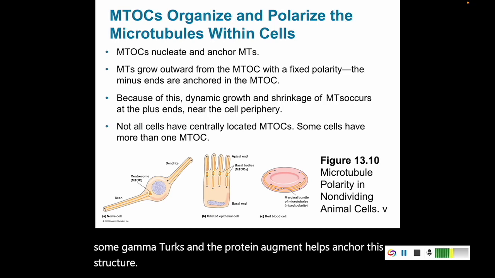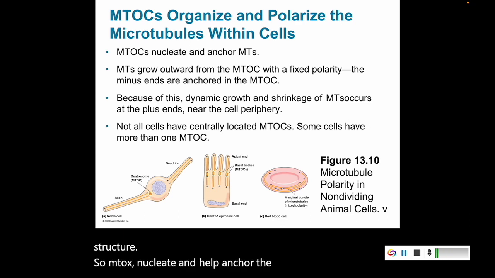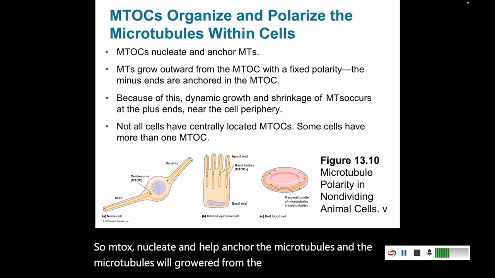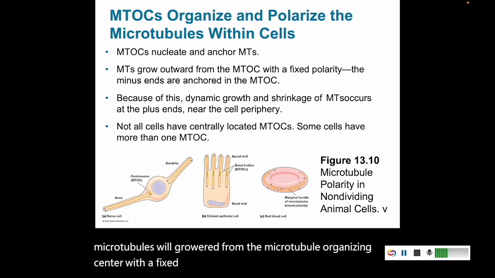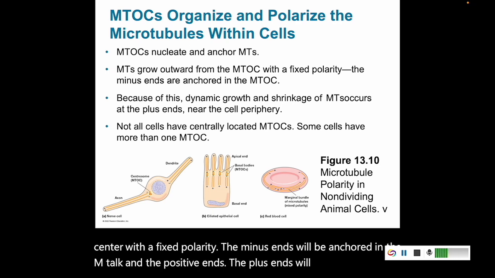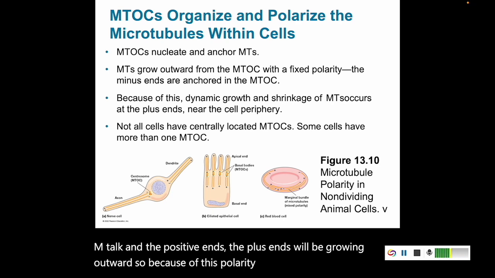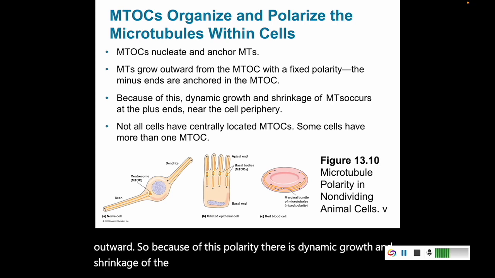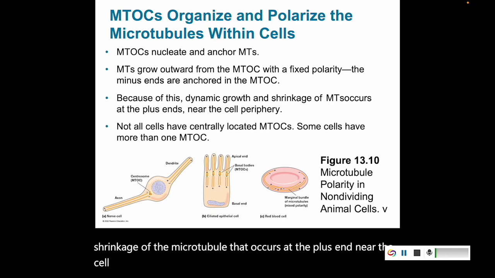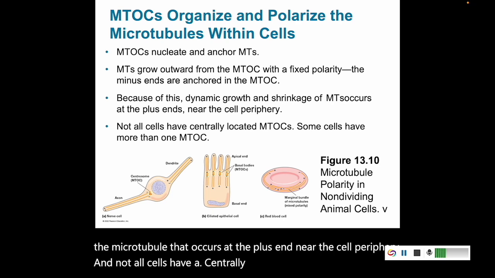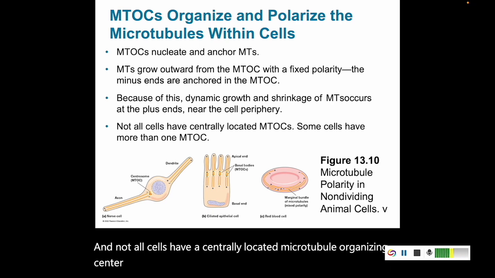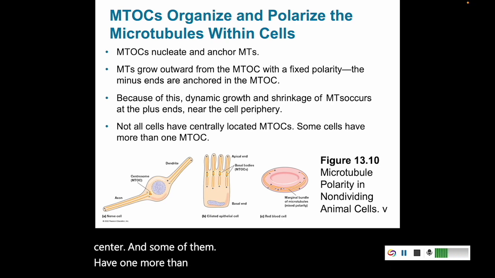So MTOCs nucleate and help anchor the microtubules. And the microtubules will grow outward from the microtubule organizing center with a fixed polarity. The minus ends will be anchored in the MTOC, and the positive ends, the plus ends, will be growing outward. So because of this polarity, there is dynamic growth and shrinkage of the microtubule that occurs at the plus end near the cell periphery. And not all cells have a centrally located microtubule organizing center, and some of them have more than one MTOC.